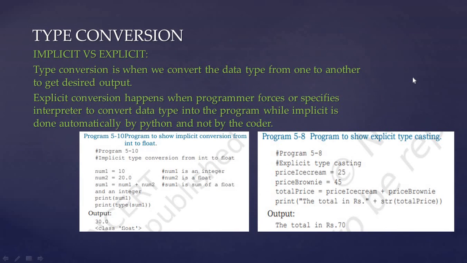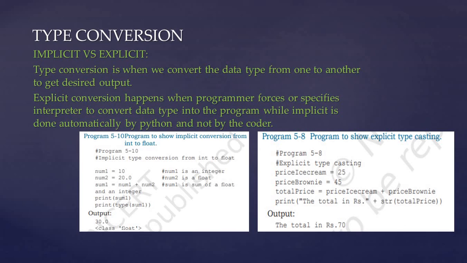Next, we talk about type conversions. There are two types of conversions, implicit versus explicit. It is when we convert the data type from one to another to get the desired output. Explicit happens when the programmer forces the interpreter to convert a data type in the program, while implicit is done automatically by Python and not the coder.